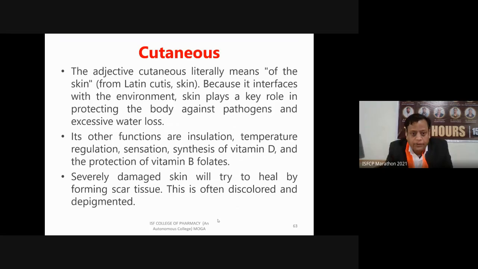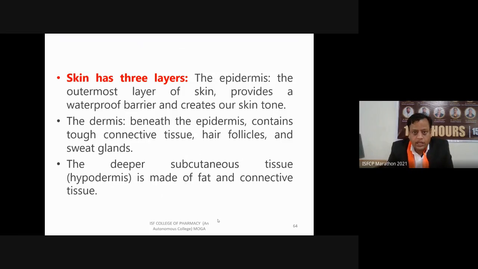Severely damaged skin will try to heal by forming scar tissue. This is often discolored and depigmented. So severely damaged skin is healed by scar tissue. Skin, as we know, has three layers.